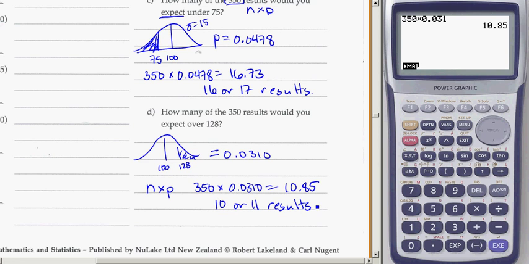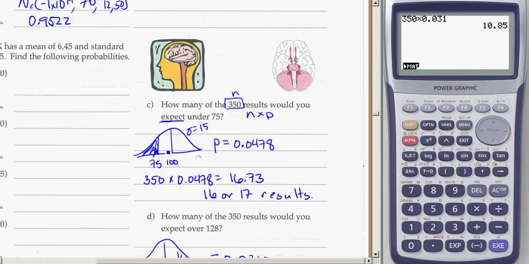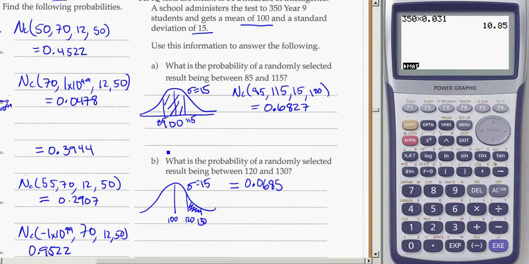So don't forget, expected value is just the number of trials times the probability, and sometimes you've got to use the normal distribution to find that probability. And always draw your diagrams, even if they don't give you space for it. It'll be helpful.